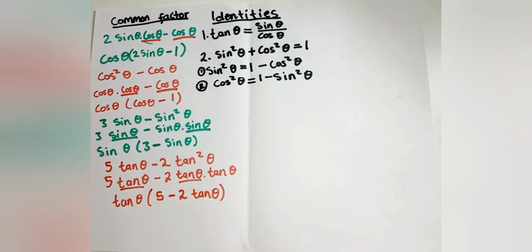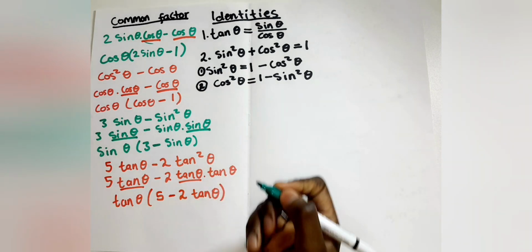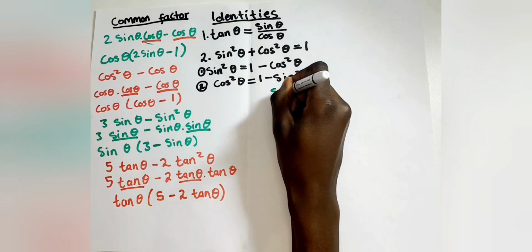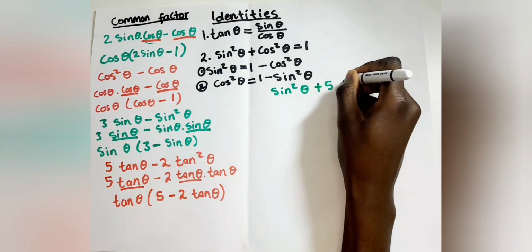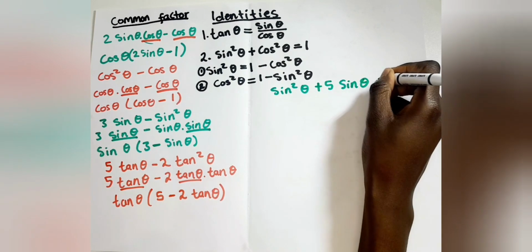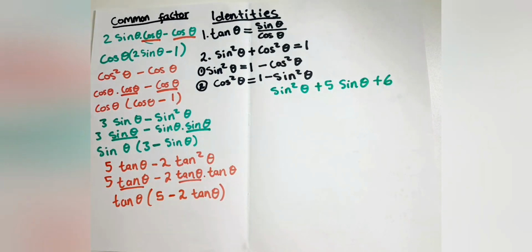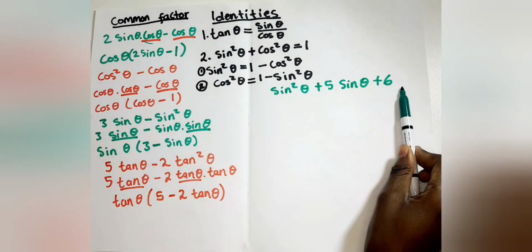Okay, now it's not always going to be a common factor. Sometimes you can be given a trigonometric trinomial. These ones tend to give learners a challenge, but I'll explain it. So let's say now you're given sine squared theta plus 5 sine theta plus 6. This is called a trigonometric trinomial.